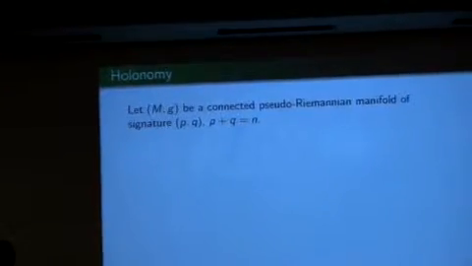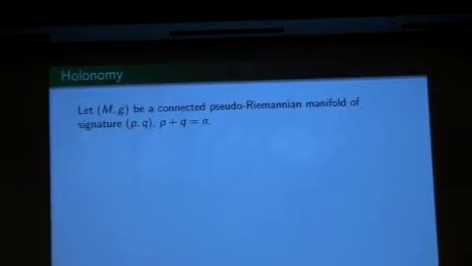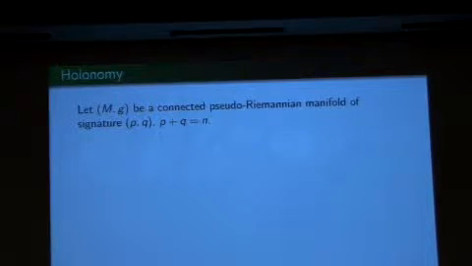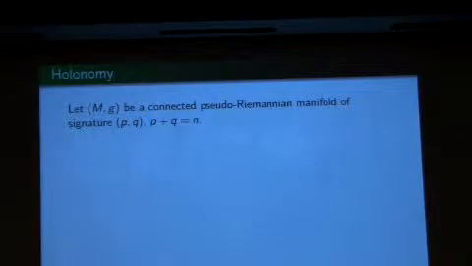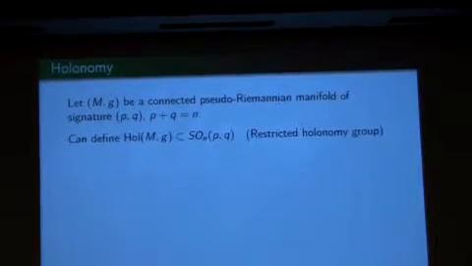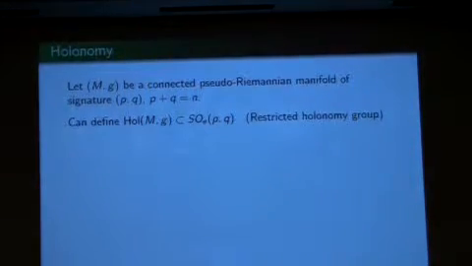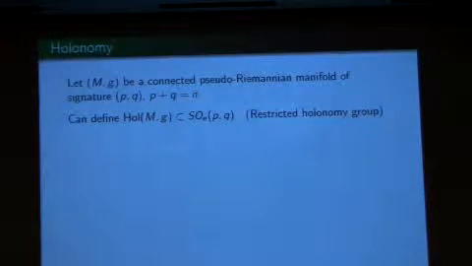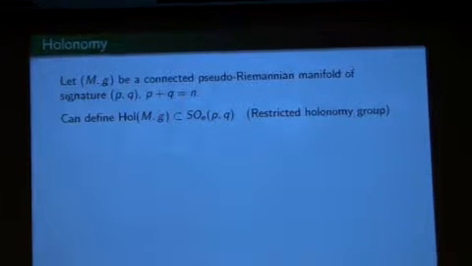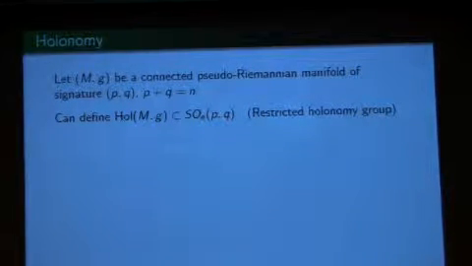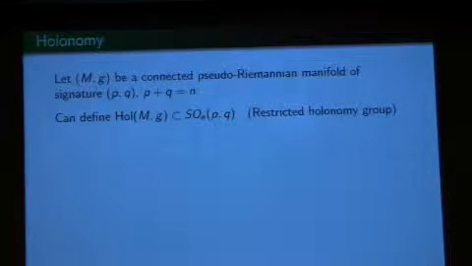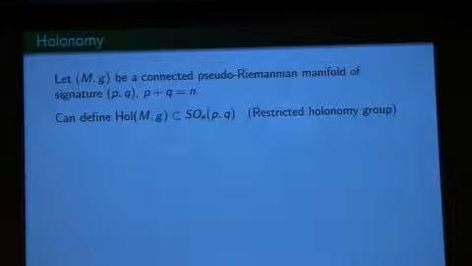So we start with a connected pseudo-Riemannian manifold, signature (p,q). And to every such manifold, you can define its holonomy group. That's a subgroup of the identity component of the orthogonal group in signature (p,q). What I'm going to be defining is usually called the restricted holonomy group. It's a subtlety that'll just be built into my definition, so we don't need to worry about what the other versions are.